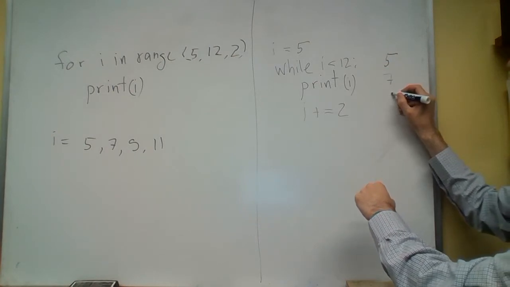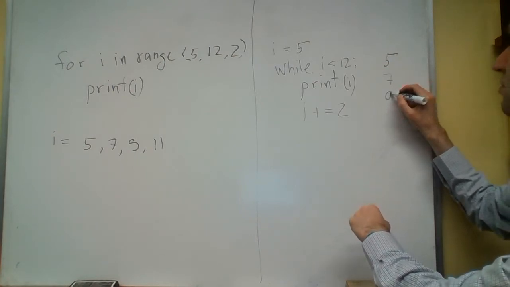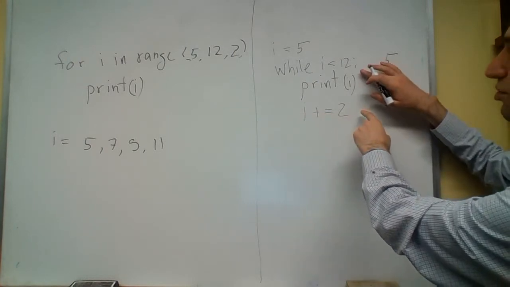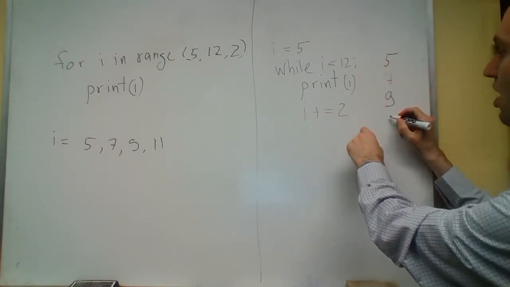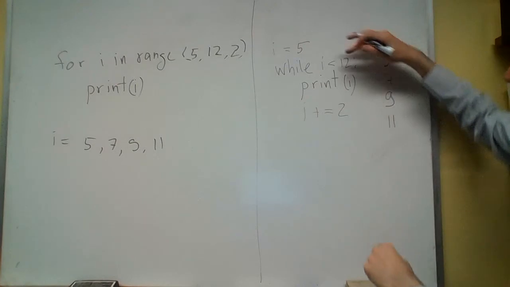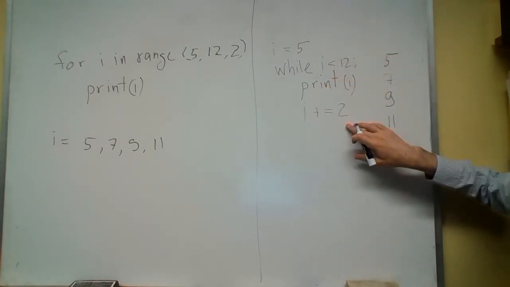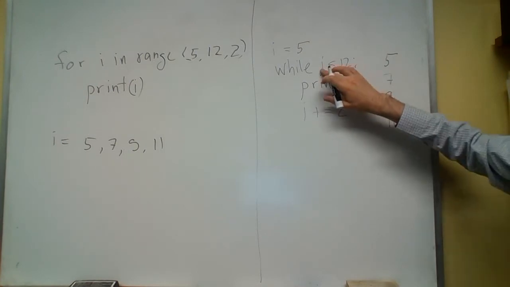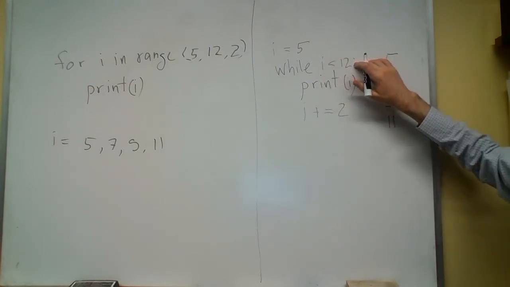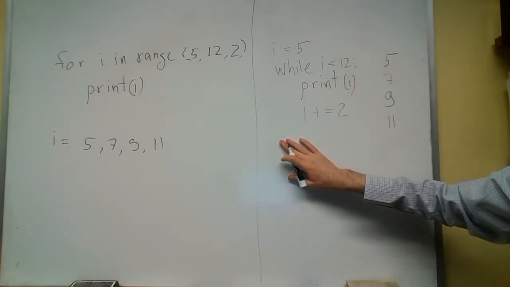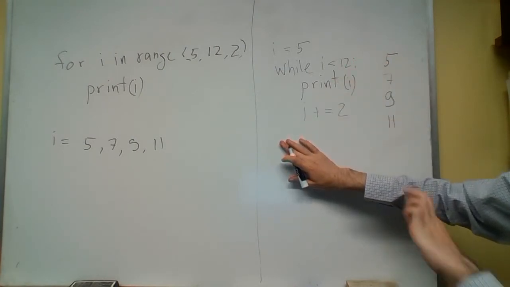So now it's going to be 9. Now it became 11. Again, print I plus equals 2, so now it's 11. And now, when it was 11, it got incremented by 2, so it became 13. 13 is not smaller than 12. That means that we'll stop and we'll just go here. So that's the while loop.